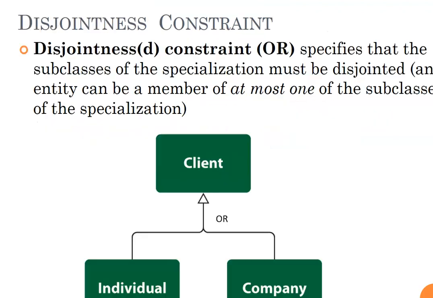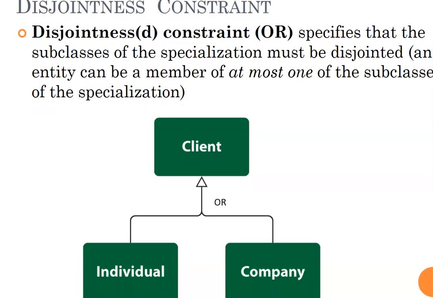So what is the disjointness constraint? A disjoint constraint specifies that subclasses of the specialization must be disjoint. What are we saying? We are saying that an entity can be a member of at most one subclass. The moment you see an "or", it means that a client can either be an individual or a company, but cannot be both. That is what the "or" represents.